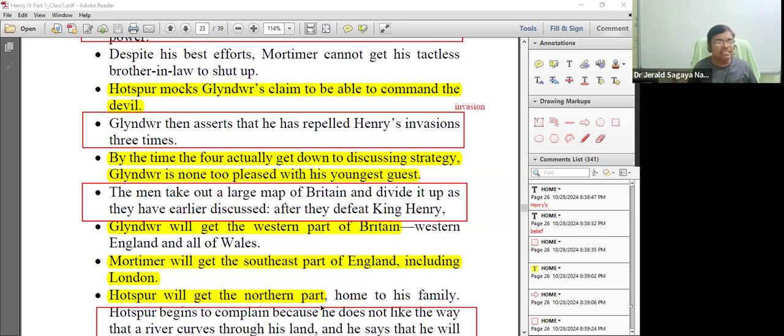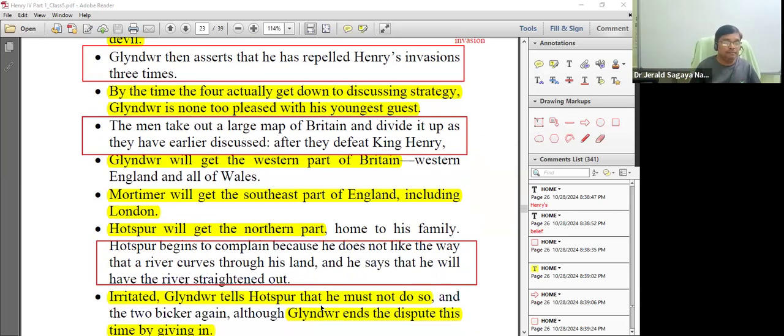He says Mortimer should be given the southeast part of England, which includes London. And Hotspur is claiming that he wants northern part of England because it is his hometown.